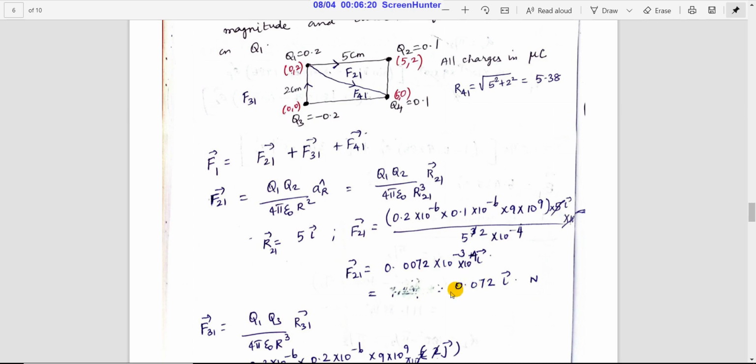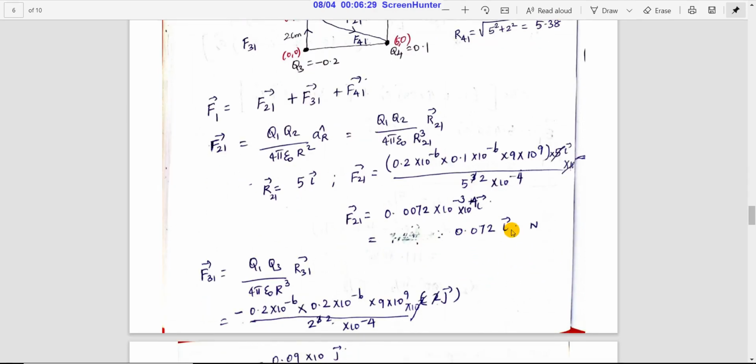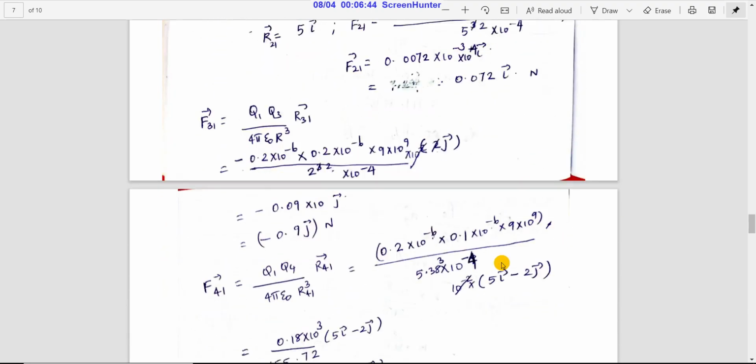So if that is going to be multiplied with this answer, then the final answer is 0.072 i vector Newton. Okay, so if you want to find out only the magnitude of the force, that is 0.072 Newton, or we can say the direction, 0.072 i vector.